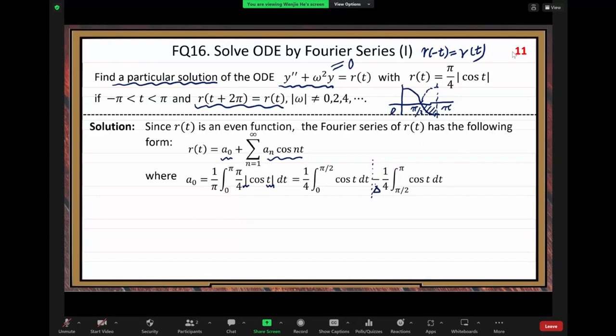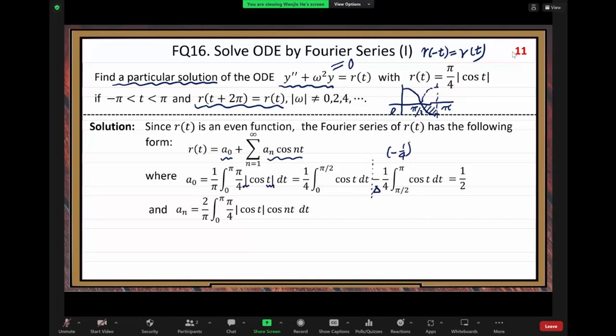So then you calculate the integral. It's easy. You get 1/2. 1/4 plus 1/4. Because this part of the integral should be negative, negative 1/4, so 1/4 minus 1/4... so 1/2. All right, that's a0. Then a sub n, this formula.